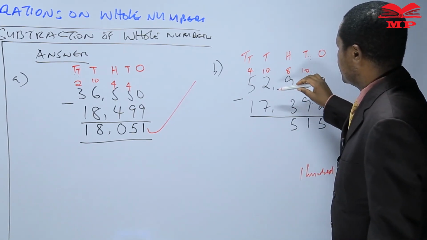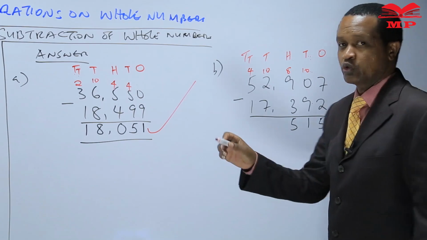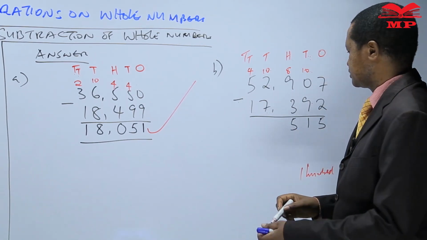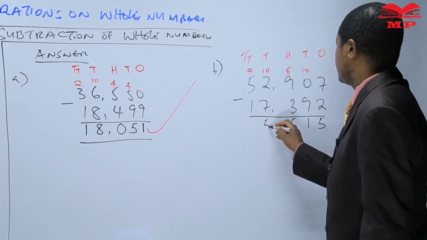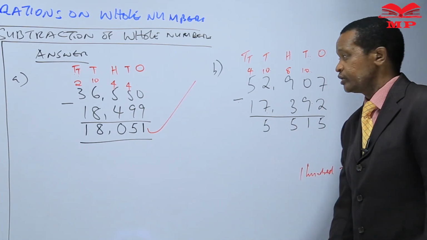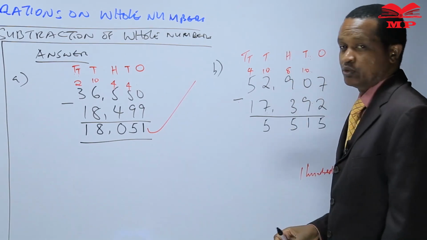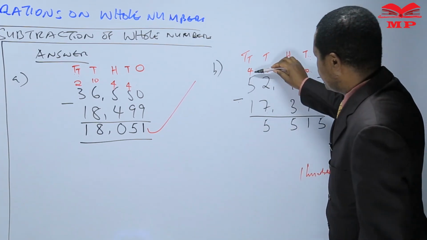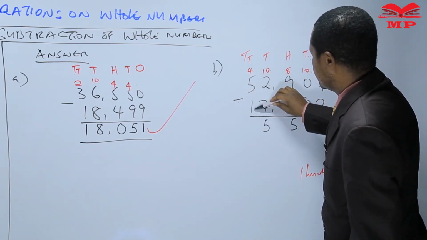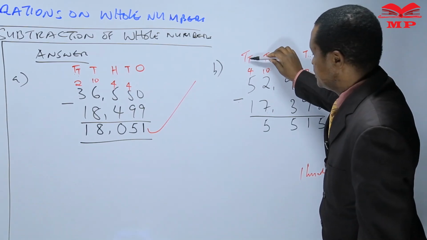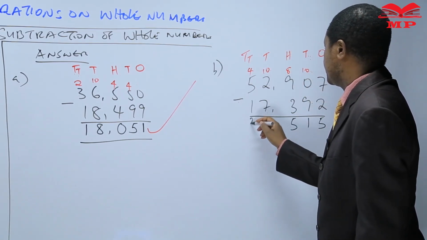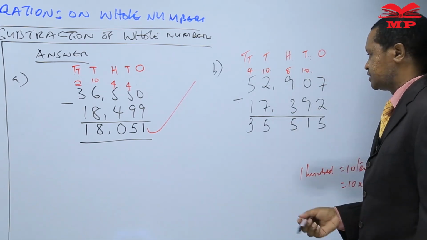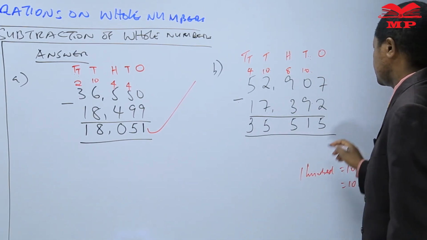10,000s plus 2,000s is equal to 12,000s. 12,000s minus 7,000s is equal to 5,000s. So we have subtracted the thousands. We now move to the 10,000s. We have 4 10,000s minus 1 10,000, giving us 3 10,000s. So the answer is 35,000.